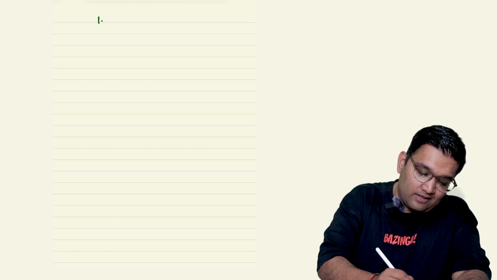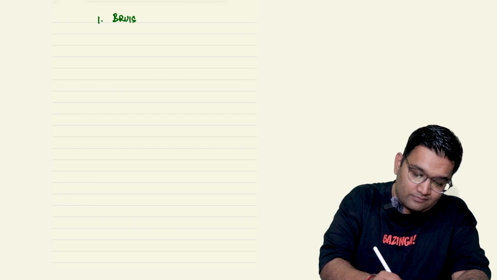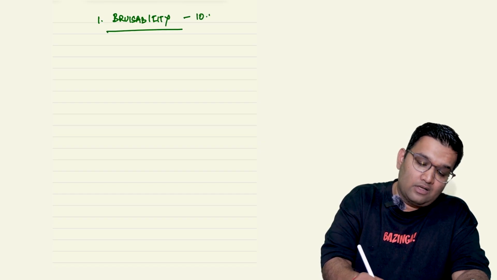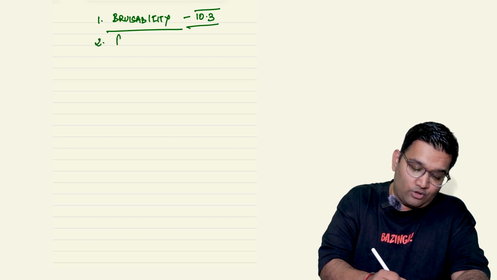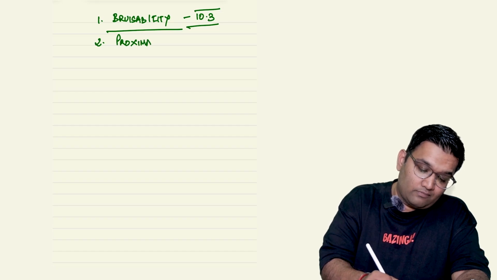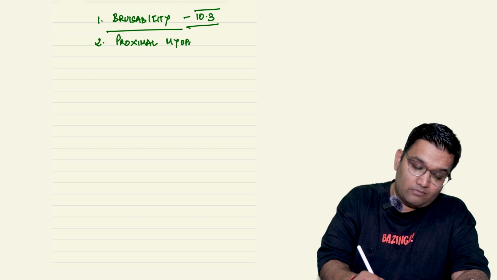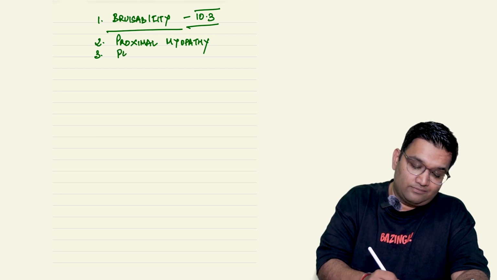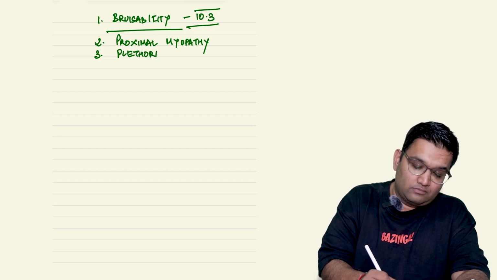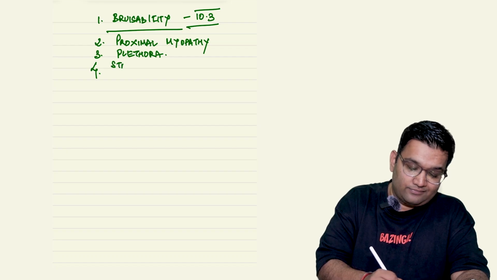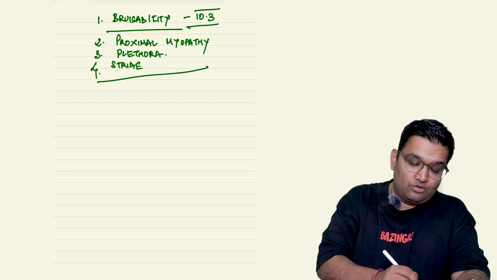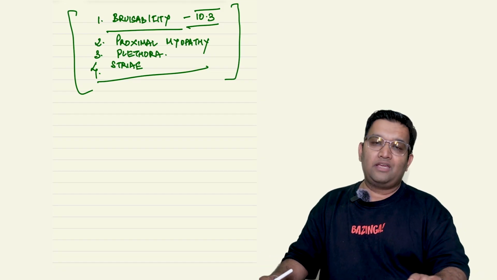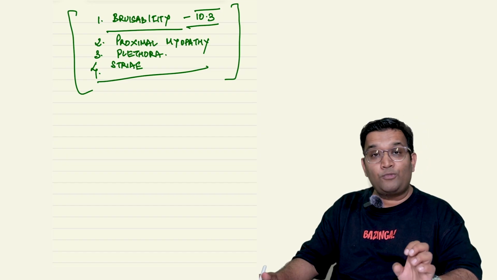So, first one is bruisability. Bruisability has a discriminant factor of 10.3, followed by proximal myopathy, third comes plethora, fourth comes stria. So these four features are going to help us discriminate which features are more specific towards Cushing's.